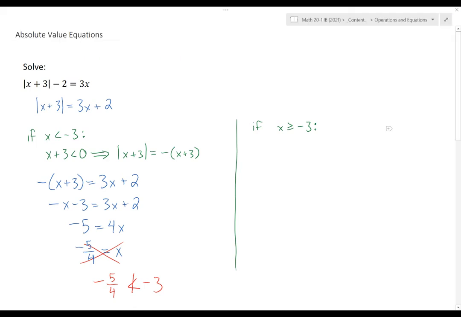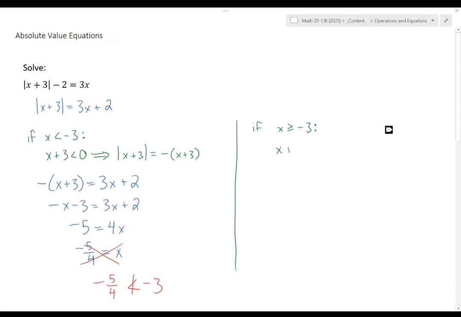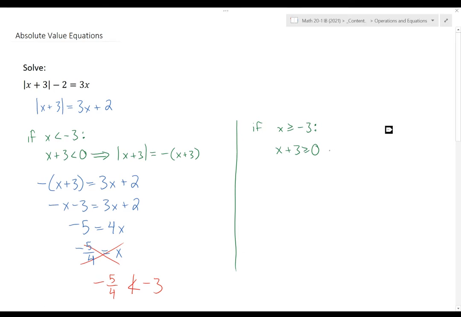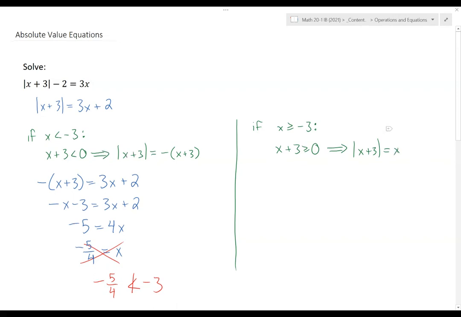If I consider the other case, that's where x is greater than or equal to negative 3. Well, if x is greater than or equal to negative 3, then x plus 3 is greater than or equal to 0. So pick any number greater than negative 3, negative 2, for example. Negative 2 plus 3 is going to be a positive number, which means that the absolute value of x plus 3 simply is x plus 3.